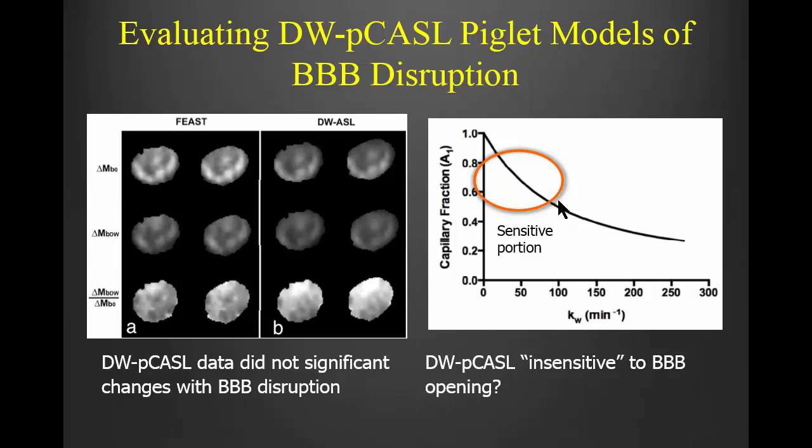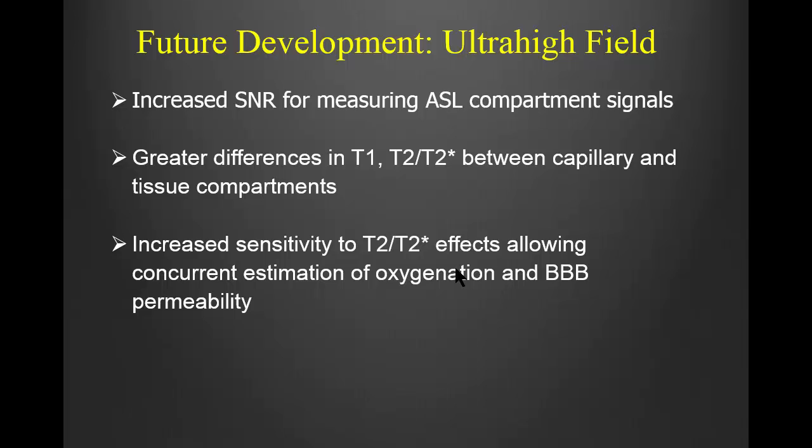At the resting state, under normal conditions, almost all the water is exchanging into tissue, like 80 to 90%. So when you open up the BBB, it's not too sensitive at this portion. But if you have restricted water exchange, then the technology is more sensitive, as we see in the OSA. So these are all very preliminary results.